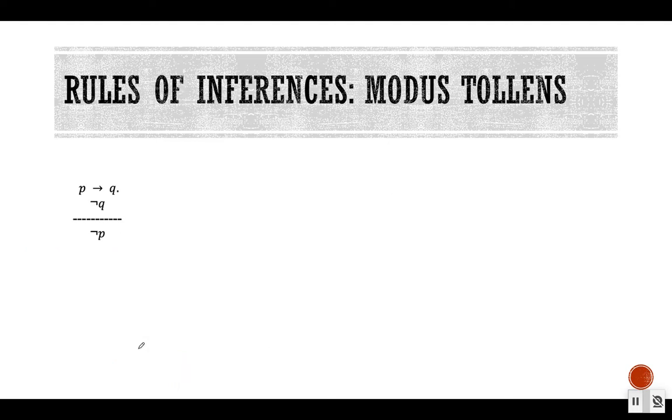Another rule of inference is modus tollens. Let's see, we have an implication or conditional statement: if P is true, then Q is true. Now Q is not true. So we can say that P is not true.